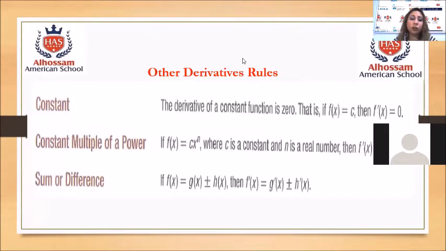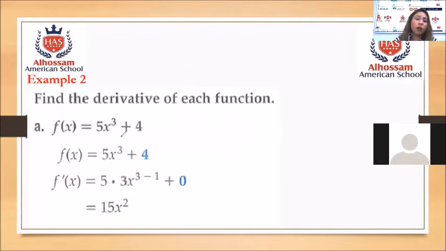Here, what is the first question? I want to find the derivative. So what is the derivative? I will deal with each term individually. The first one here is 5x power 3. What is the rule that we have? The rule is multiplying the scalar by the power. So here 5 times 3, I have 15.